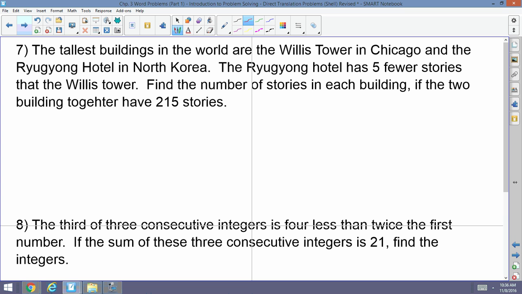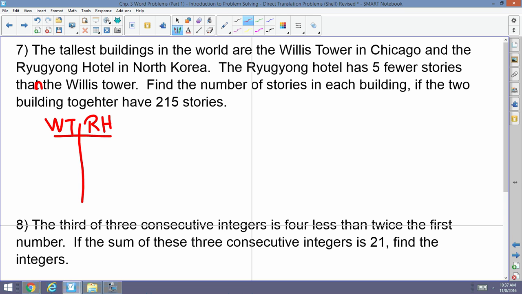The tallest buildings in the world are the Willis Tower in Chicago and the Ryugyong Hotel in North Korea. The Ryugyong Hotel has 5 fewer stories than the Willis Tower. Find the number of stories in each building if the 2 buildings together have 215 stories. So I'm going to go straight to a table. I'm talking about 2 different things: the Willis Tower and the Ryugyong Hotel in North Korea. I'm probably destroying that name, but that's okay.